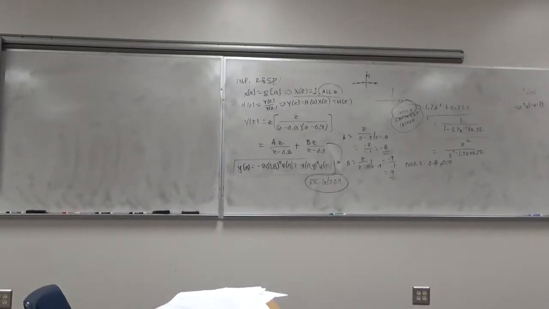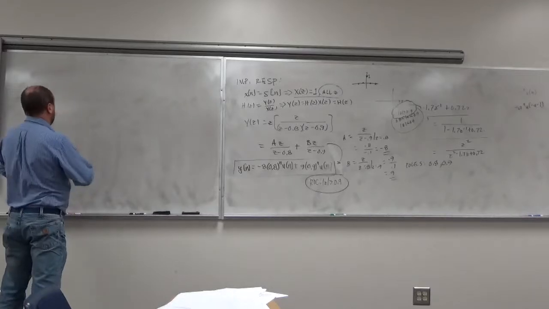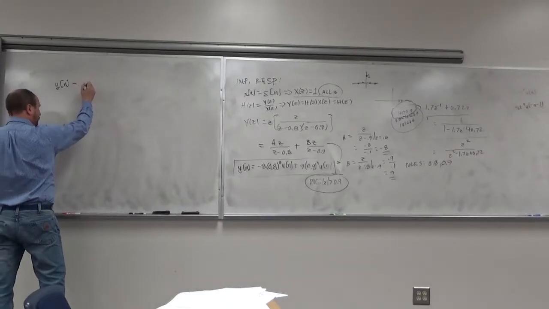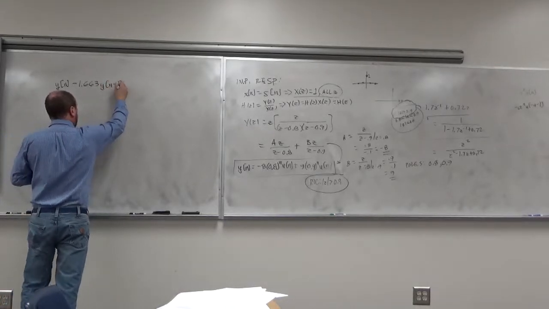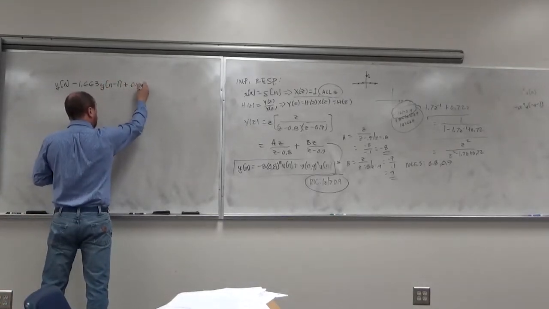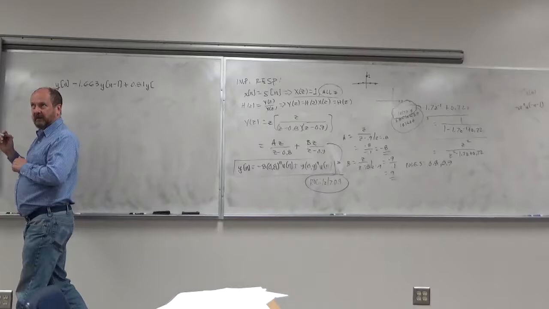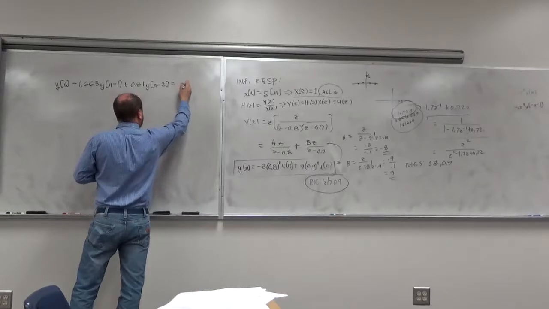All right, you all remember these numbers: 1, negative 1.663, and 0.81. So my next difference equation is going to be this. y of n minus 1.663 y of n minus 1, plus 0.81 y of n minus 2 equals x of n.